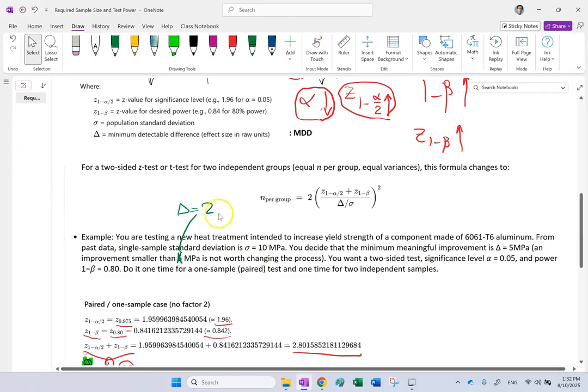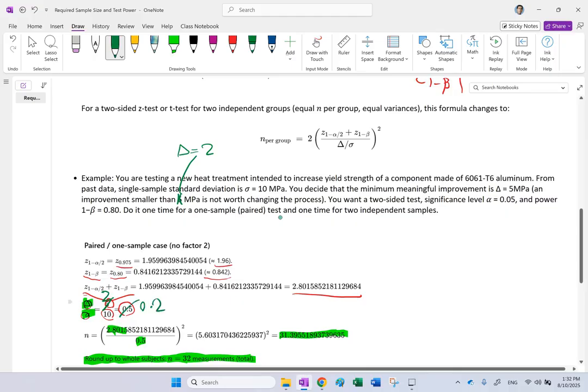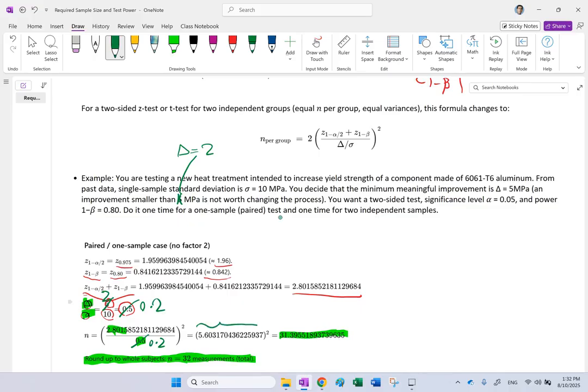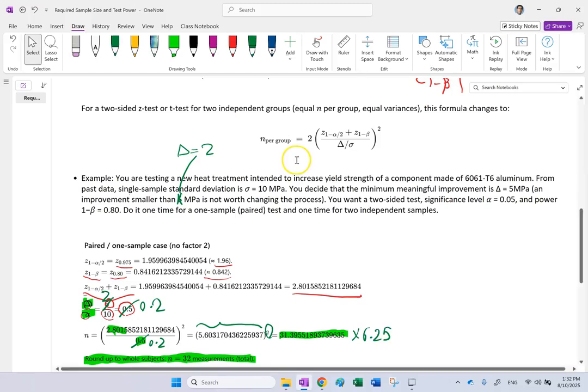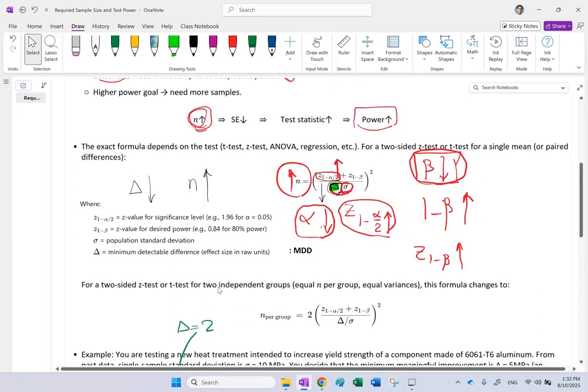Then what's going to happen in this formula? This is going to be 2 over 10. This is going to be 0.2. And if you change this guy to 0.2, this guy is going to be 2.5 times bigger. And when you square that, it is going to be 2.5 times 2.5. So this number will be divided by 6.25. It is going to be 6.25 times bigger. So now instead of 32 samples, you're looking at something like 190 to 200 samples. Do you see that?